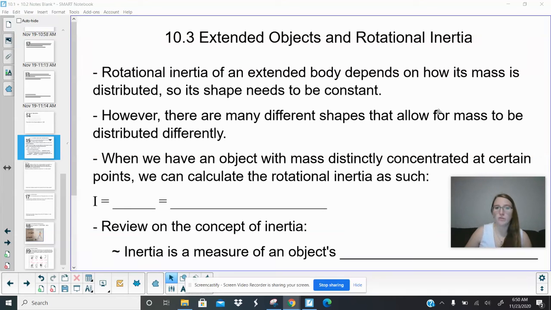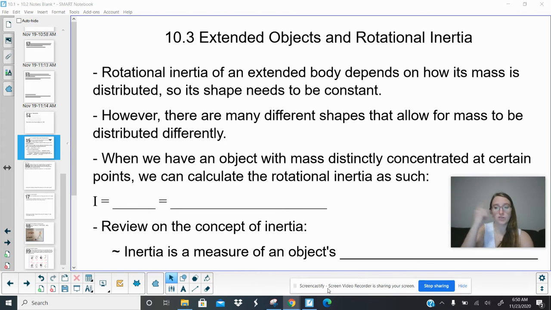Okay, so we're continuing talking about rotational inertia, which again, was the mass times the distance from the center of rotation, which we call the radius, squared. When we're talking about extended bodies, though, remember that extended bodies have masses concentrated in different areas. There are many different shapes that allow for this mass to be distributed differently. You're like, well, that sounds great, but there are a lot of different shapes. How can we talk about rotational inertia with all these different ways of the masses being distributed throughout the shape?